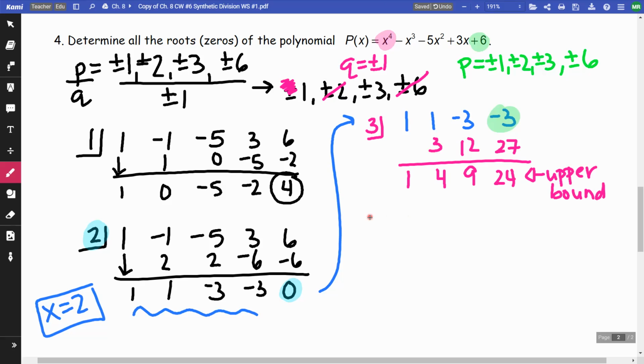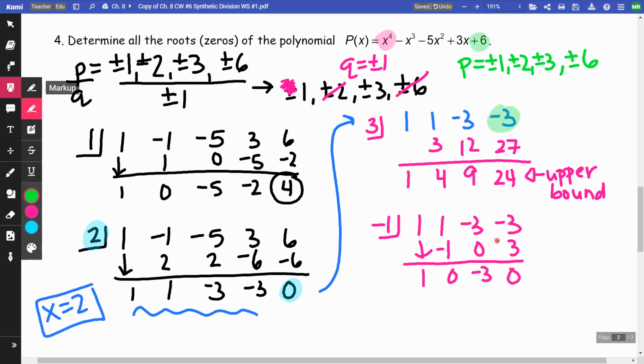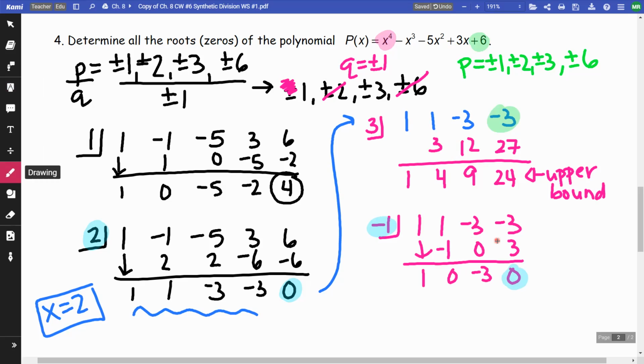So let's go the other direction. Let's try a negative 1. If that doesn't work, I'll try a negative 3. So I have 1, 1, negative 3, negative 3. Bring down my 1. 1 times negative 1 is negative 1. I get a 0. 0 times negative 1 is 0. I get a negative 3. Negative 3 times negative 1 is a 3. I add, I get a 0. So I ended up with another 0.